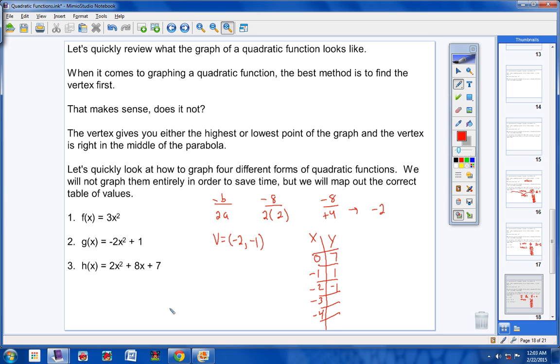Now let's put a negative 3 in. 3 times 3 is 9, times 2 is 18. Put a negative 3 in here, you get negative 24. 8 times negative 3 is negative 24. Bring down your positive 7. So we get a positive 1. And then put a negative 4 in for x.